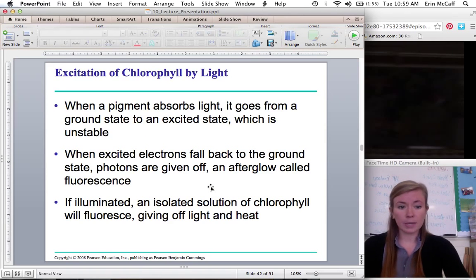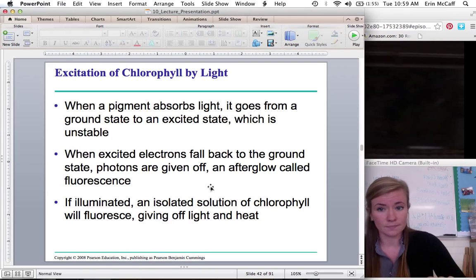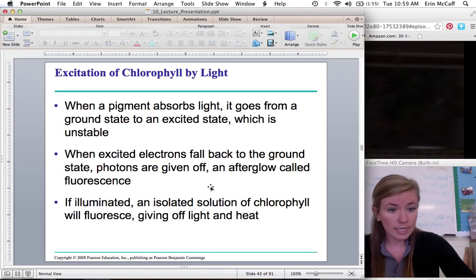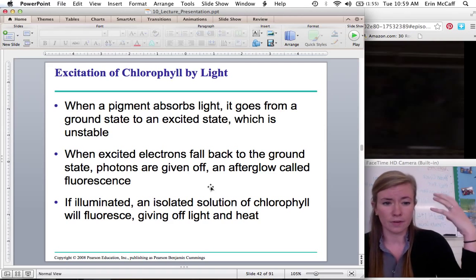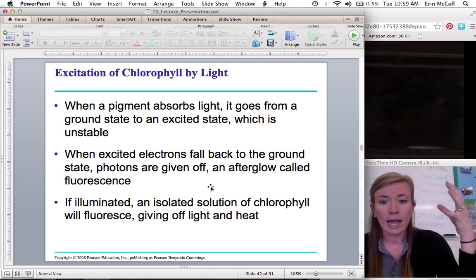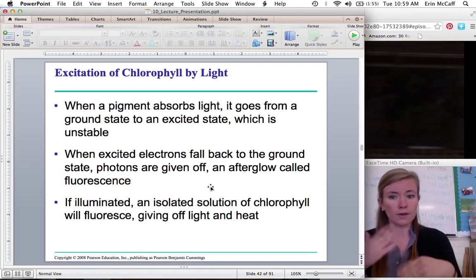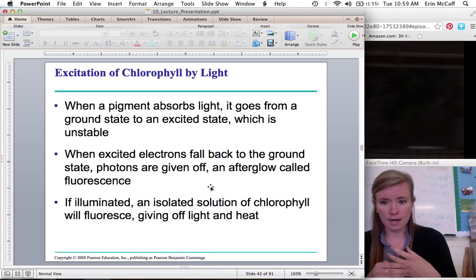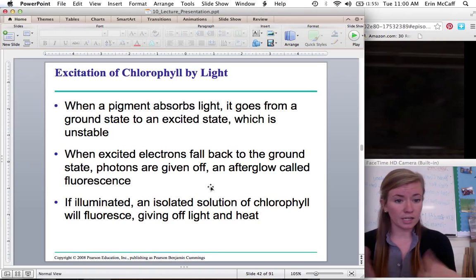Okay, so here's how pigments work. When they absorb a photon of light, a piece of light, it goes from a ground state to an excited state. So it absorbs the energy and gets excited. And this is very, very unstable. Okay? And so what happens is the excited electrons are going to want to fall back down. And it gives off energy called fluorescence.